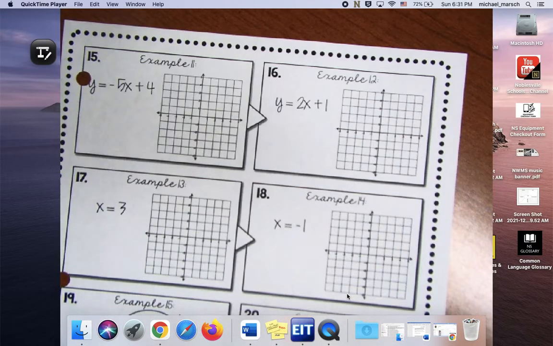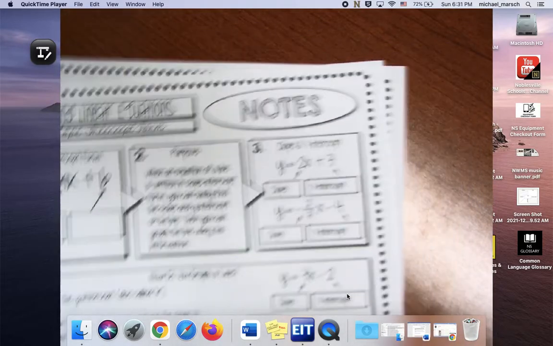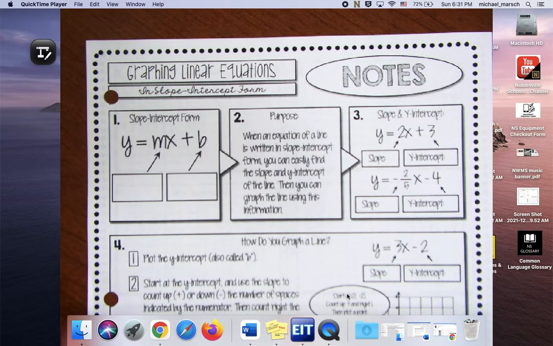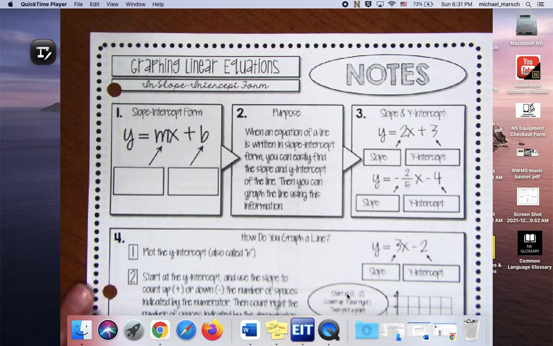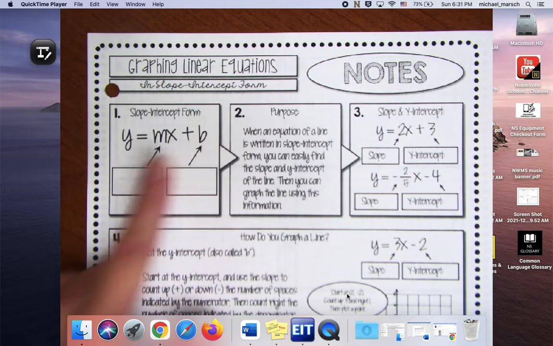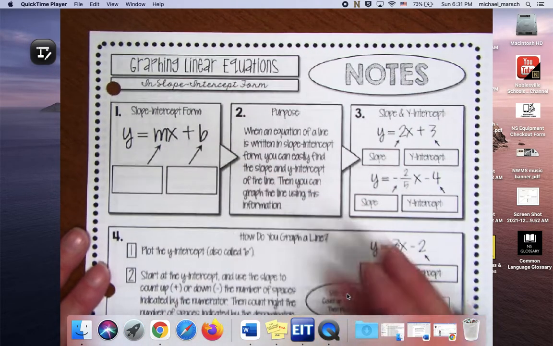So today you're just going to follow along with these notes and then get started and do some practice of graphing linear equations. If you recall, on Friday we did that whole lesson about how the equation actually has the slope and the y-intercept in it. So let's go ahead and start this.